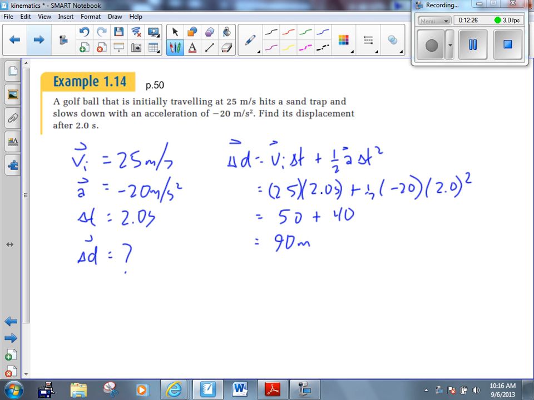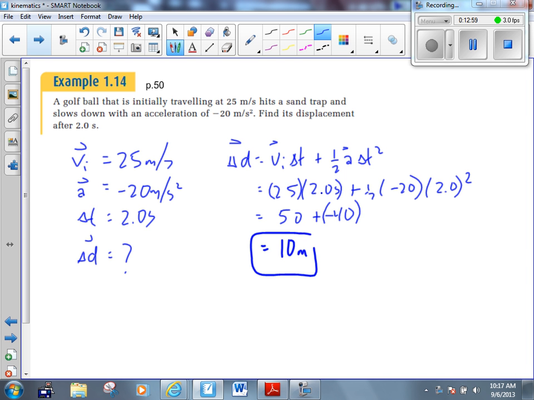What's wrong with this? I've made a mistake in here on purpose. I want you to tell me where my mistake is. Yes, it should be a negative 40. How come? 1/2 times neg 20 times 2 squared is neg 40. So it becomes 50 plus negative 40, which makes it not 90 meters, but rather 10 meters. How many digits should my final answer be?